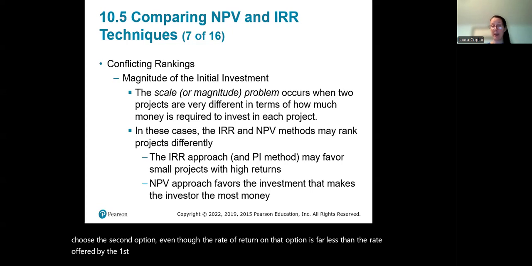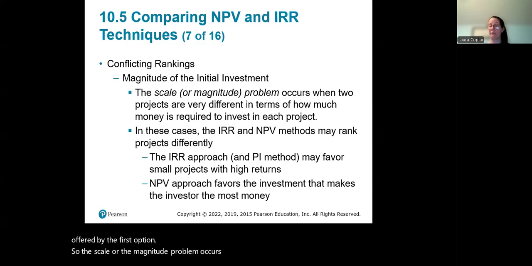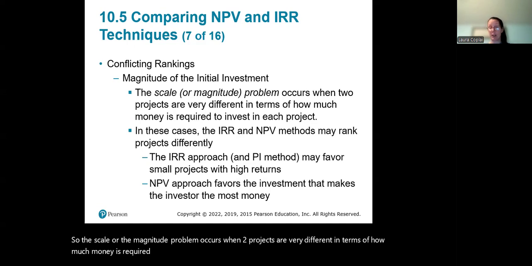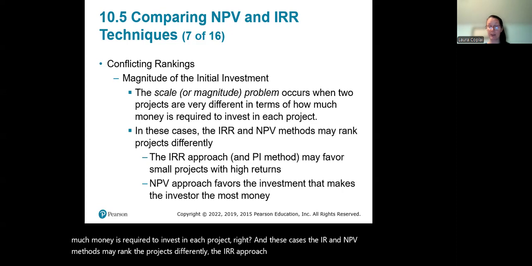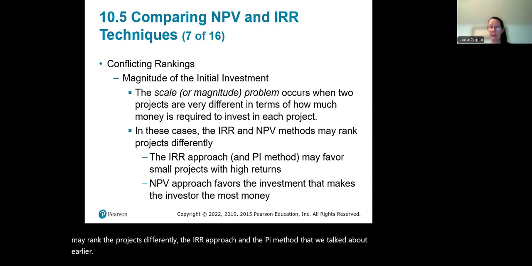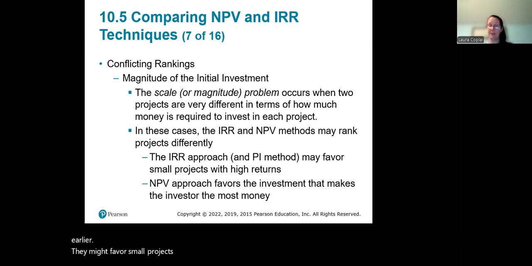So the scale or magnitude problem occurs when two projects are very different in terms of how much money is required to invest in each project, right? In these cases, the IRR and NPV methods may rank the projects differently. The IRR approach and the PI method that we talked about earlier might favor small projects with high returns. The NPV approach favors the investment that makes the investor the most money, though.